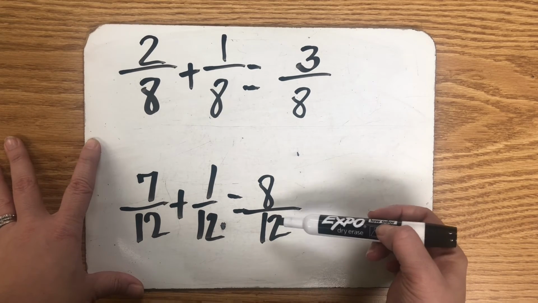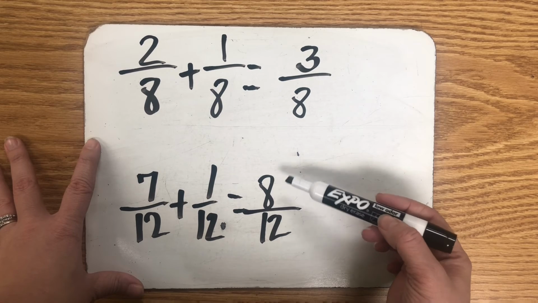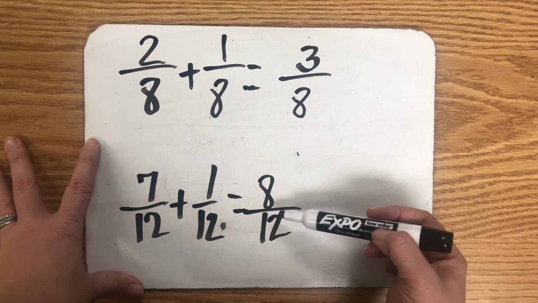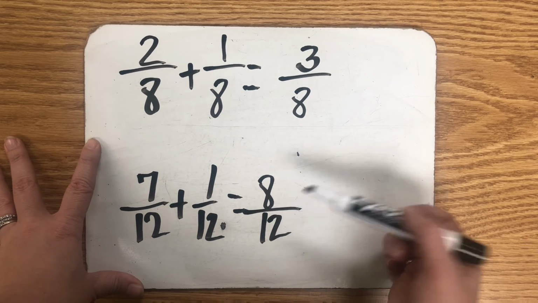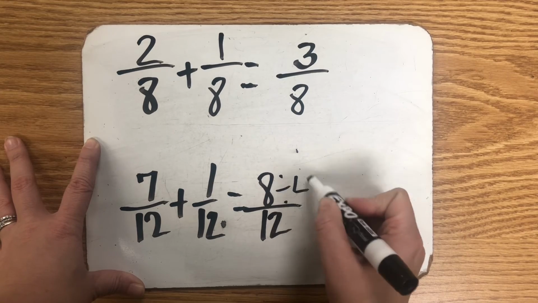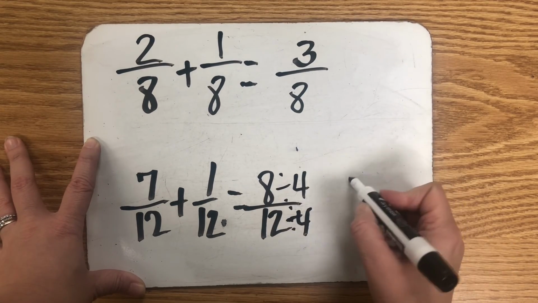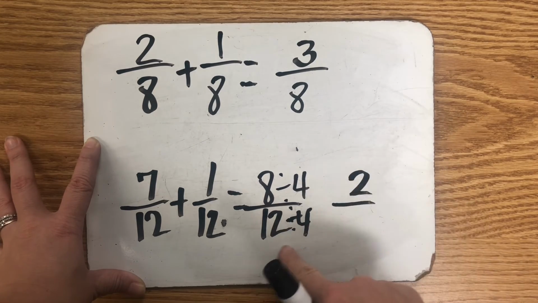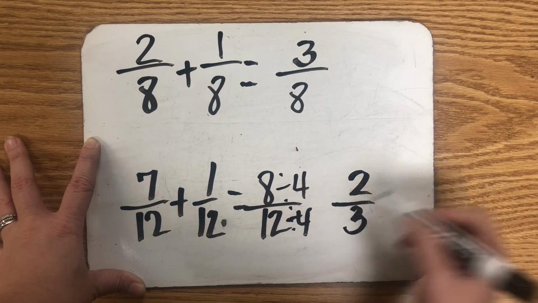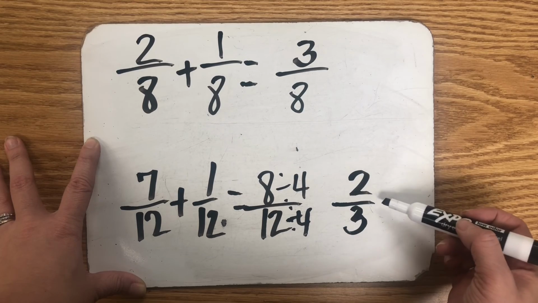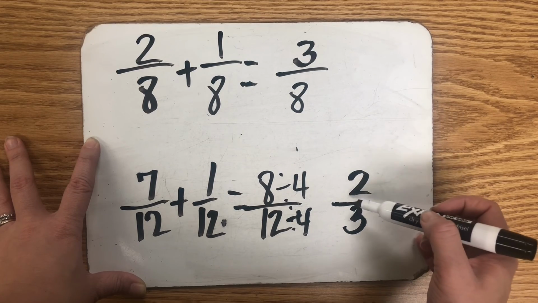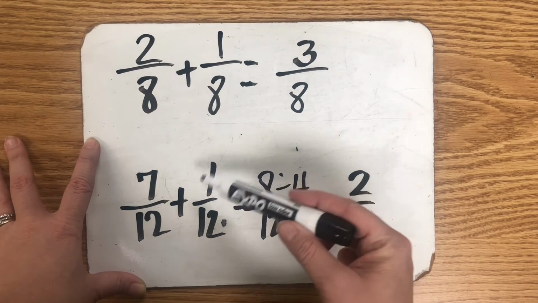I know 2 will go into those. 4 will go into those. So I'm going to divide by 4. Let's see what we get. 8 divided by 4 is 2. 12 divided by 4 is 3. That will not go down any lower. So this is your final answer for 7/12 plus 1/12.